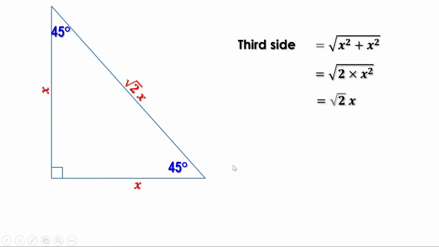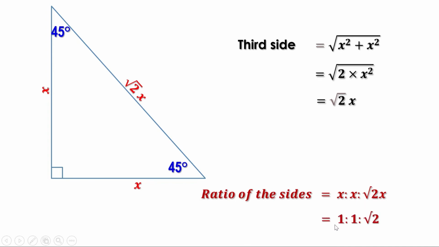Now let us observe the ratio of the sides. The base is x, altitude is x, hypotenuse is root 2x. So the ratio of the sides is x is to x is to root 2x. In all the terms you can see x. So we can divide each and every term by x. Then we get x by x is 1. Root 2x by x is root 2. So this can be written as 1 is to 1 is to root 2. That means the ratio of the sides of an isosceles right angle triangle is 1 is to 1 is to root 2. Or the ratio of the sides of a triangle with angles 45 degree, 45 degree and 90 degree is 1 is to 1 is to root 2.